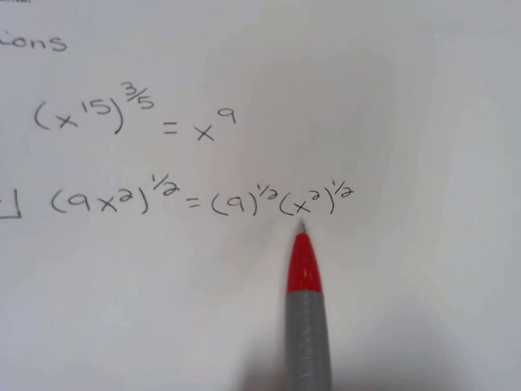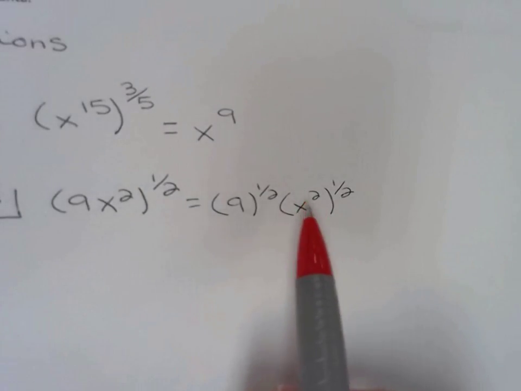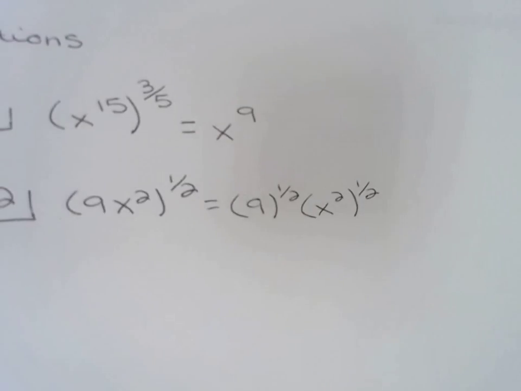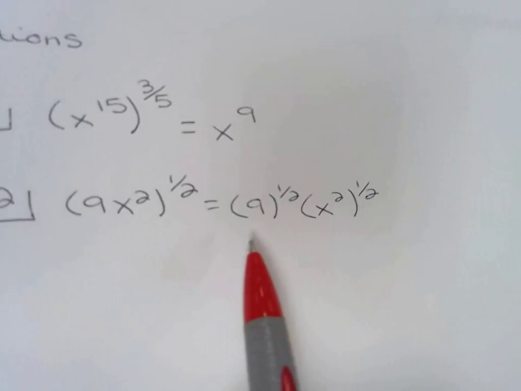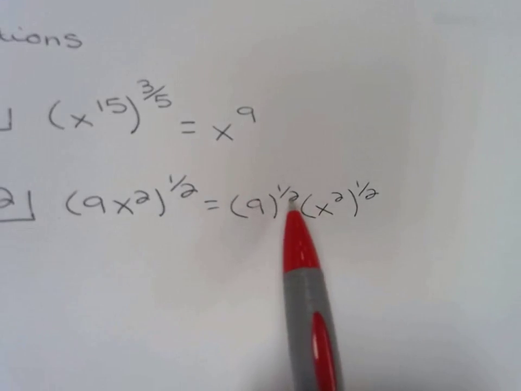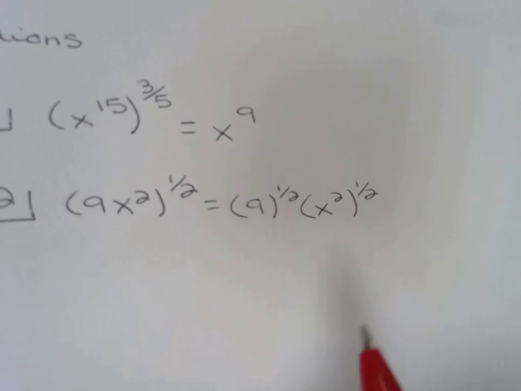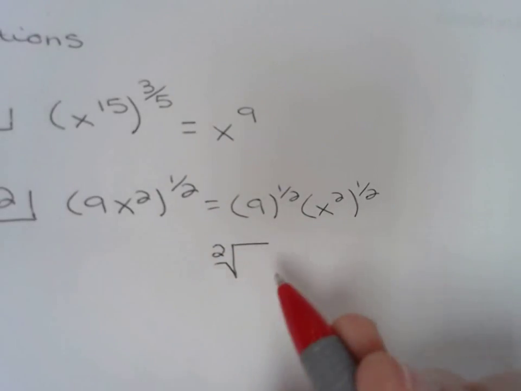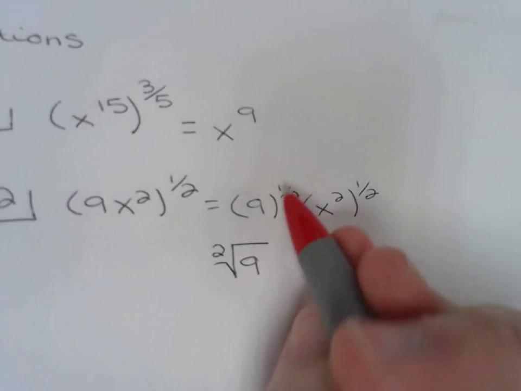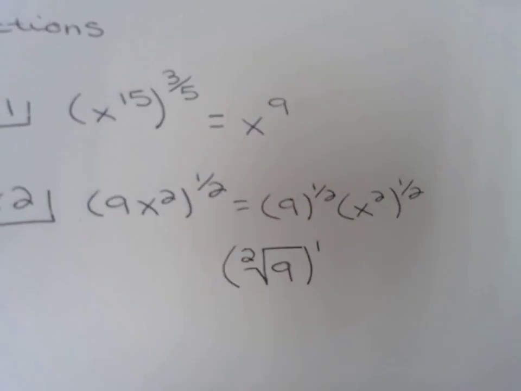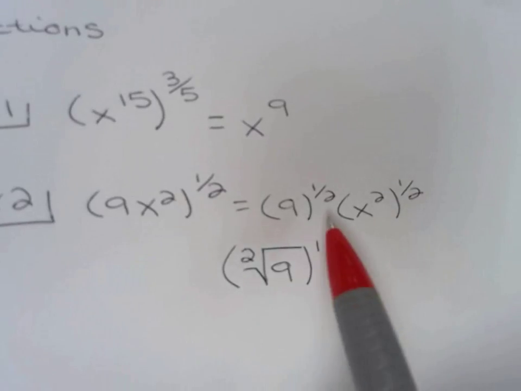Okay, the variable we know how to deal with. You do it the same way we just did the one above it. Now the constant, the 9, the coefficient. Okay, here's how you deal with rational exponents. The denominator becomes the root. So this becomes the second root of 9. And your numerator, the top, becomes the exponent. So this is how we deal with rational exponents.